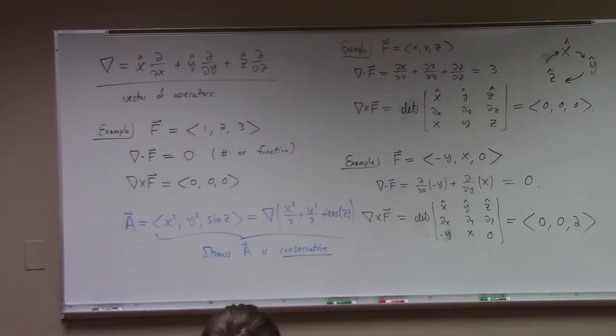This is one of the questions that we're going to be asking going forward: when is a vector field conservative? How do we detect that? How can we be sure something's not conservative? I can ask the question, but how do you answer it?